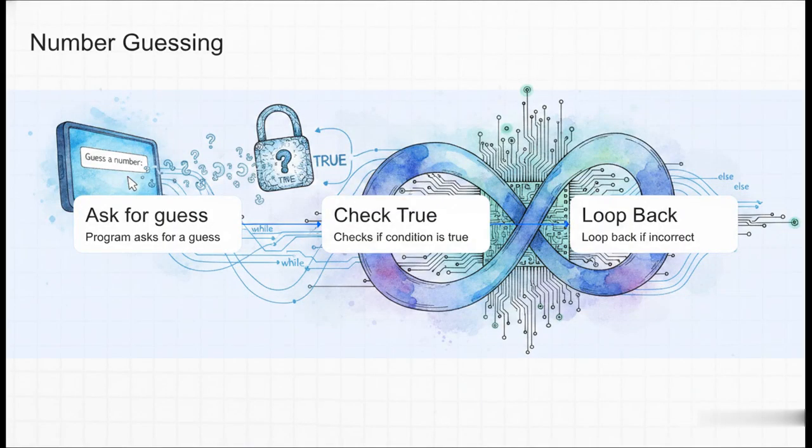Let's see how this builds into an actual mini project, like an interactive number guessing game. Step 1, the program asks for a guess. Step 2, it checks that the condition is true, meaning, did you guess right? Step 3, if it's wrong, we loop right back to step 1. Notice the kind of loop we need here. We have no idea how many guesses it'll take a user to win, so it's a perfect job for a while loop. It keeps looping while the guess is incorrect.